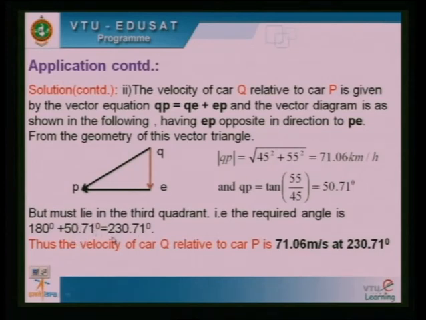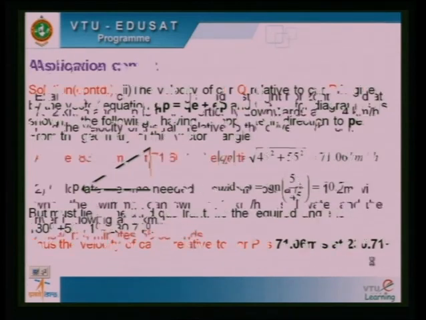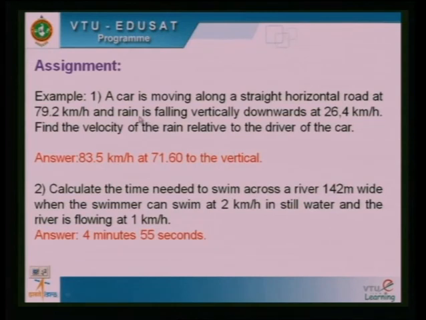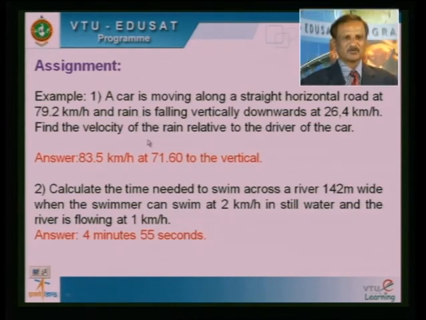After simplification, I hope you will get 230.71 degrees. It means the velocity of car Q relative to car P is 71.06 kilometer per hour at 230.71 degrees. Is it clear? And similarly, you can work out some more examples.